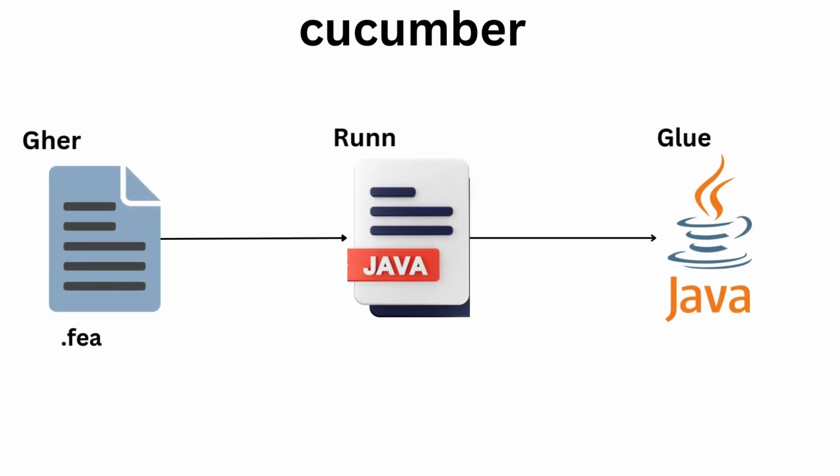Cucumber mainly relies on three things. Execution starts from the feature file. Being an automation tester, you are responsible for writing the feature file. To write a feature file, you must be aware of what the Gherkin language is.